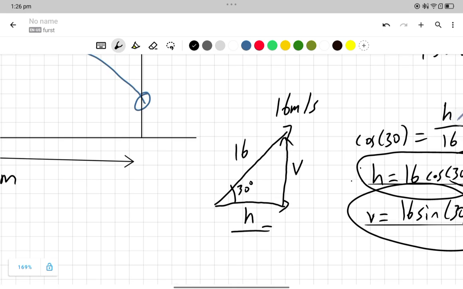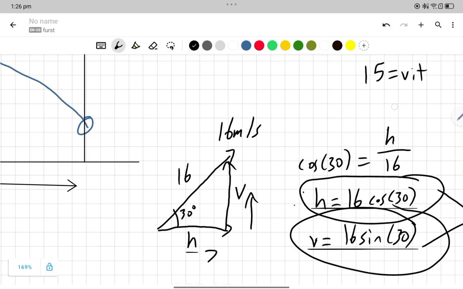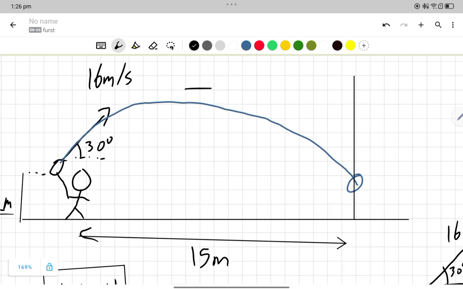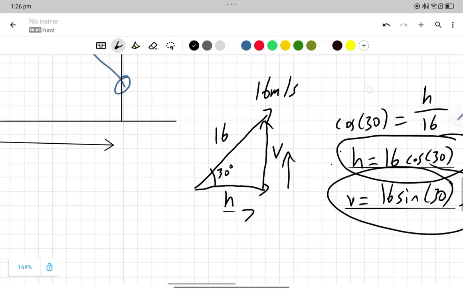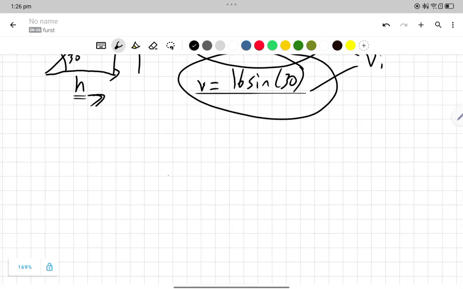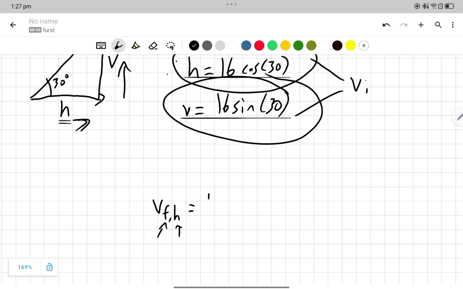Now the thing is though, remember our velocity has two components. It's the horizontal component and the vertical component. So to find our final velocity, we're going to need both components. So let's think about this. What's our horizontal component of velocity? What will that equal? Well, since there are no accelerative forces acting on it, it'll actually be the same. So our final velocity in terms of the horizontal, v final horizontal, equals 16 cos 30.